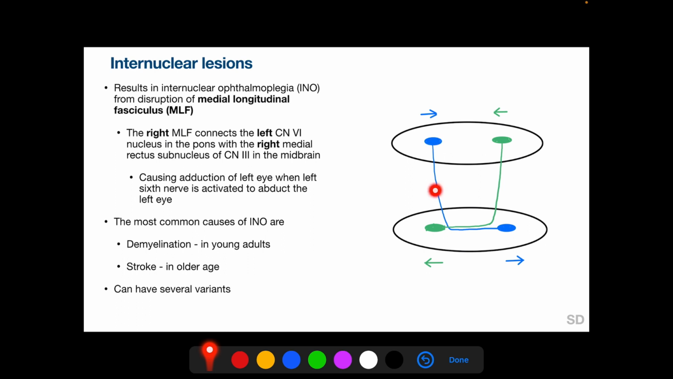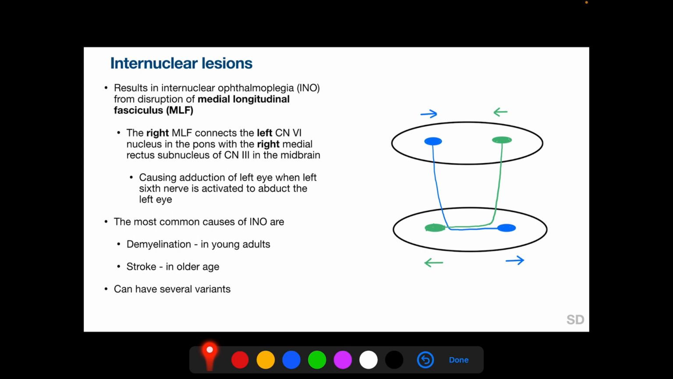So the right MLF causes adduction of the right eye when the left CN6 nucleus fires to abduct the left eye, and similarly the left MLF causes adduction of the left eye when the right CN6 nucleus fires to abduct the right eye.